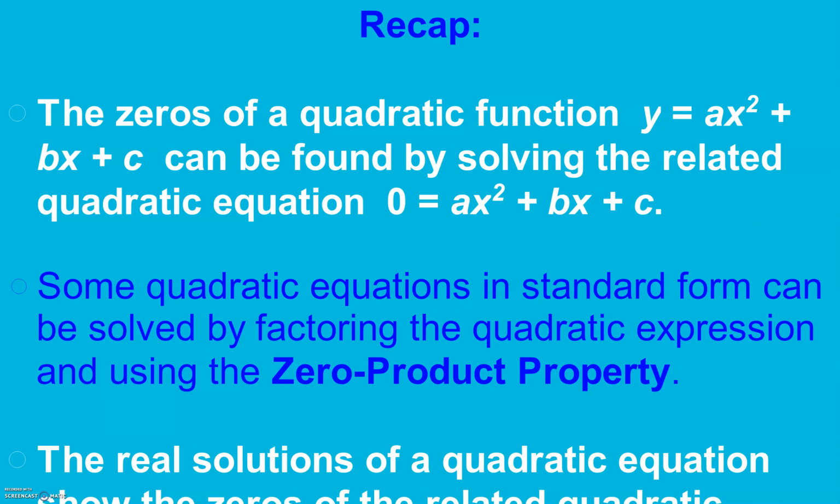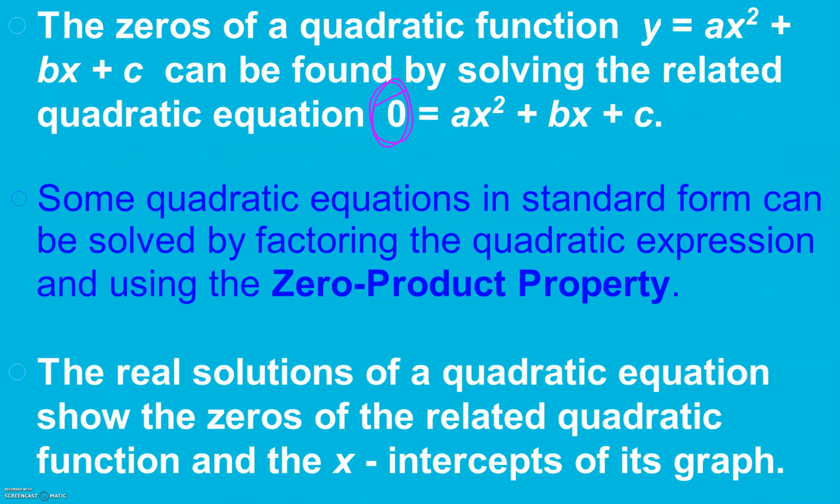Quick recap here. The zeros of a quadratic function, y equals ax squared plus bx plus c, can be found by solving the related quadratic function if we set y to 0. Some quadratic equations in standard form can be solved by factoring the quadratic expression and using the zero product property. And the real solutions of a quadratic equation show the zeros of the related quadratic function and the x-intercepts of its graph. And that's all I have for section 4.5.